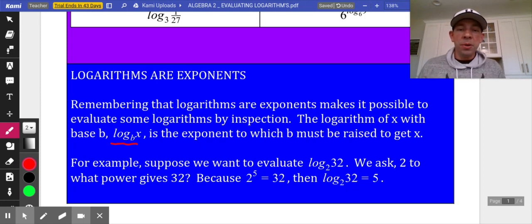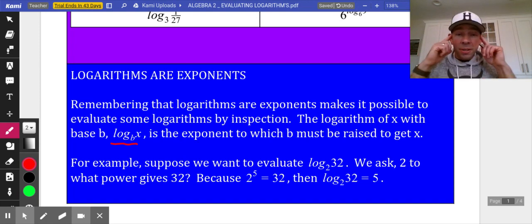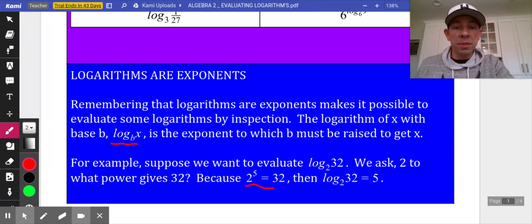For example, suppose you want to evaluate log base 2 of 32. We have to ask ourselves, 2 to what power gives 32? Piece of cake. It's got to be the 5th power, right? So because 2 to the 5th equals 32, we could simply say that log base 2 of 32 equals 5.